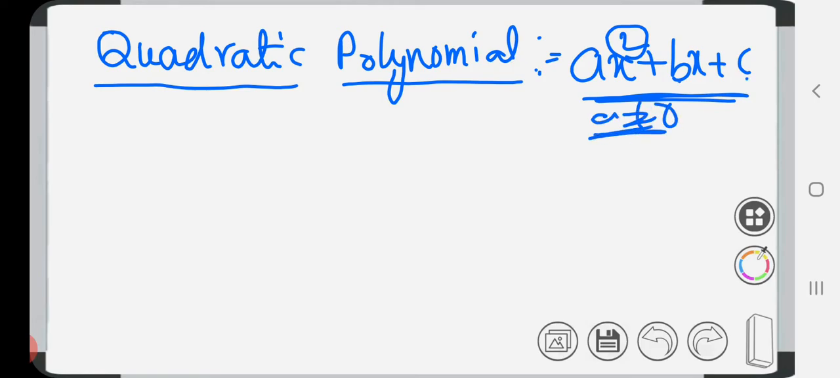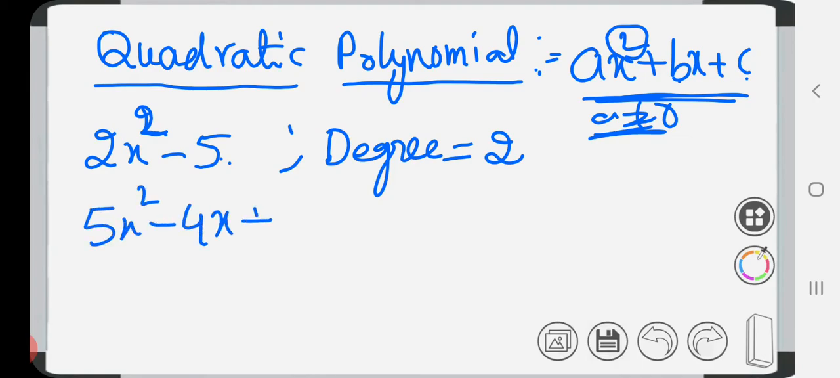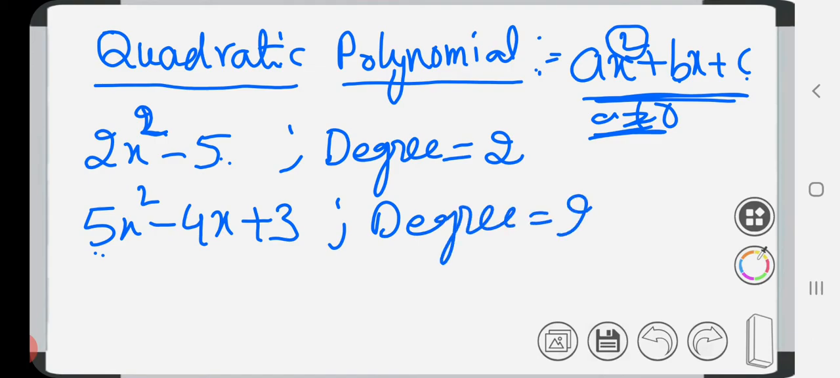For example, if I consider 2x square minus 5, this is a quadratic polynomial. If you observe, the degree is x power 2 here and 0 here. Therefore, the degree becomes 2. Another example, 5x square minus 4x plus 3. In this case, the degree becomes 2. So these are examples for quadratic polynomials. Quadratic polynomial means the degree must be 2.